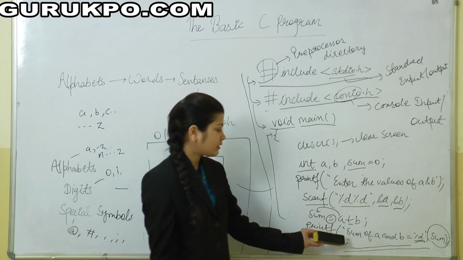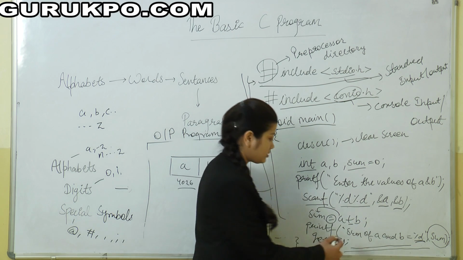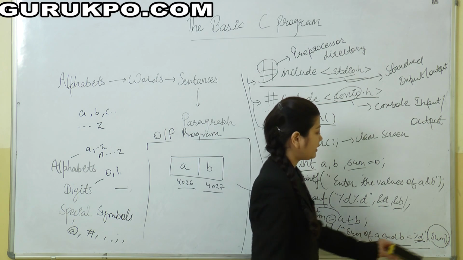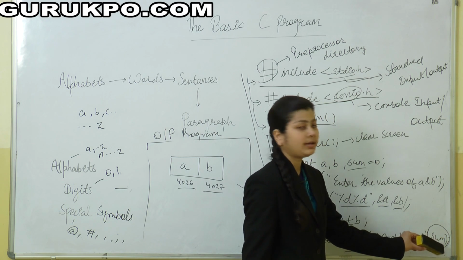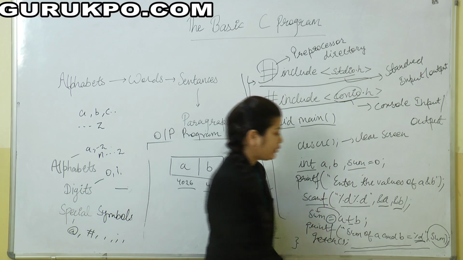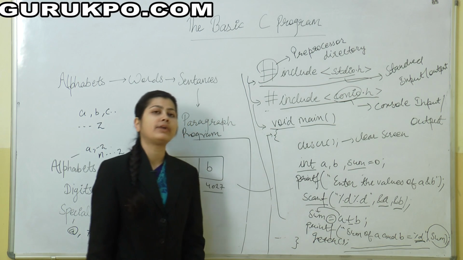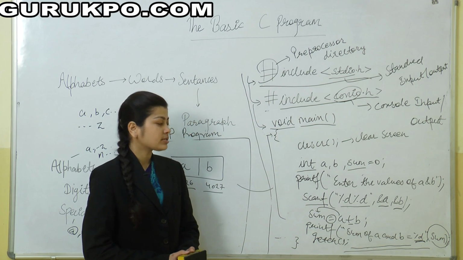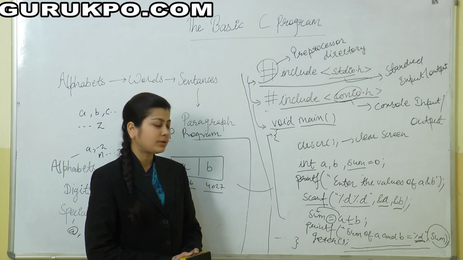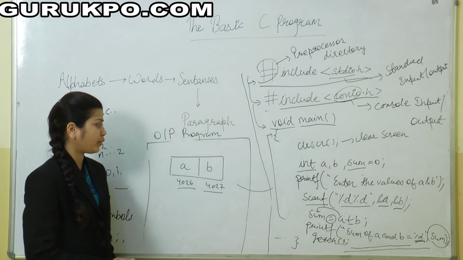We write in this statement sum of a and b is equal to %d. This is separated by a comma, and after that we pass the variable in which the value is stored. We use %d to define that the variable which stores the sum of a and b is integer type, so we use %d here, and after that we close the program.